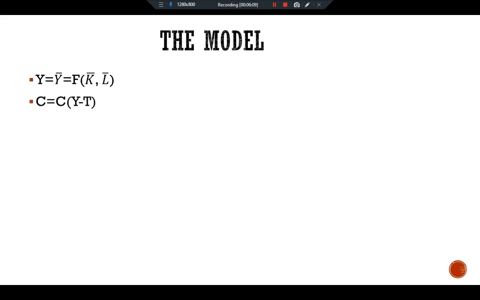The second assumption: consumption is positively related to disposable income, Y minus T. So we can write C = C(Y − T). And the third assumption: investment is negatively related to the real interest rate r. So we can write I = I(r). Okay, these are the three key parts of our model.